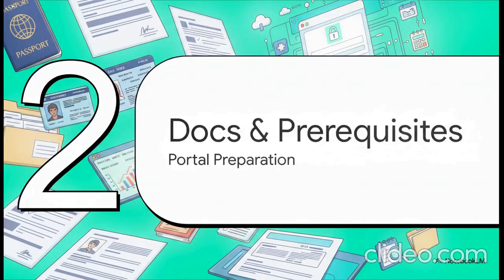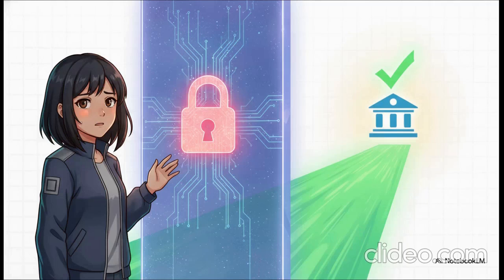Section 2. Required documents and prerequisites. Equipping yourself for the portal. Now, before you even think about logging in, you need to know that failing to link your PAN and Aadhaar will literally lock you out of the process. It makes your PAN inoperative. Hit that wall and you're forced to pay a penalty under Section 234H just to unlock your account and continue.